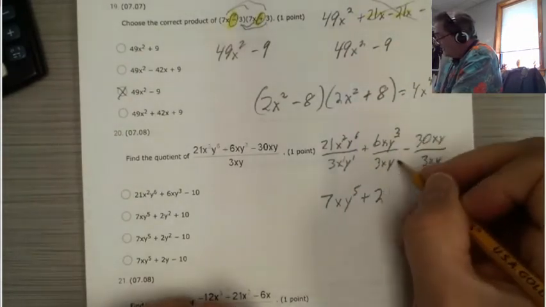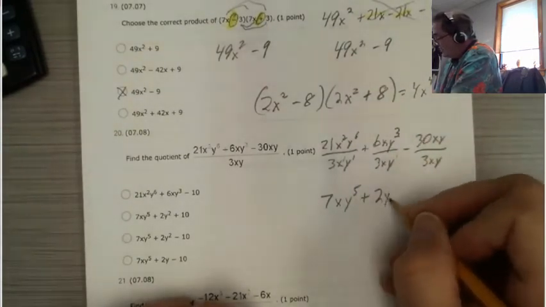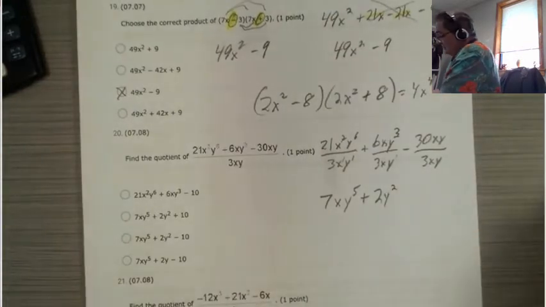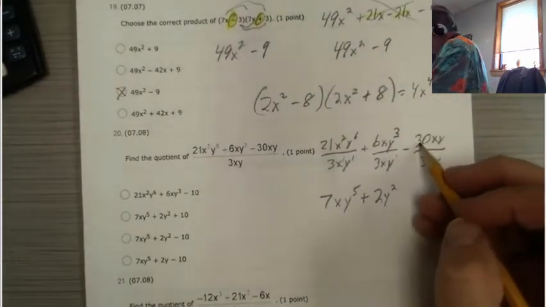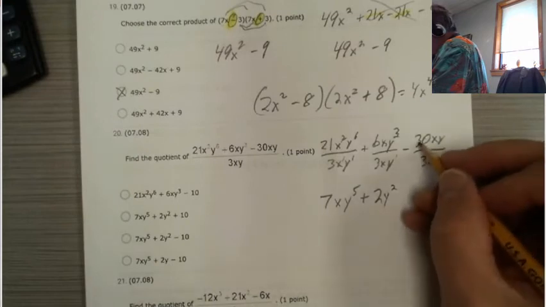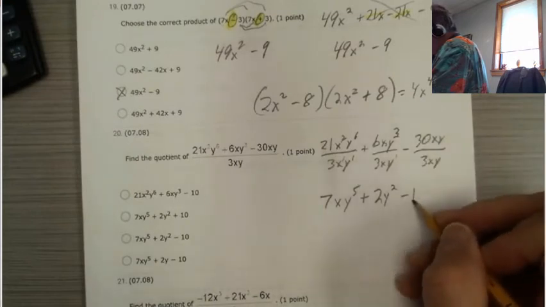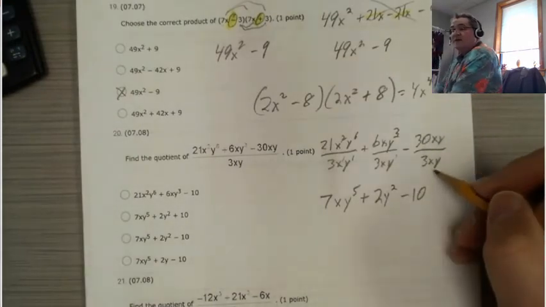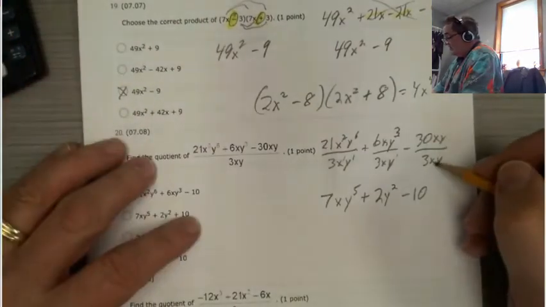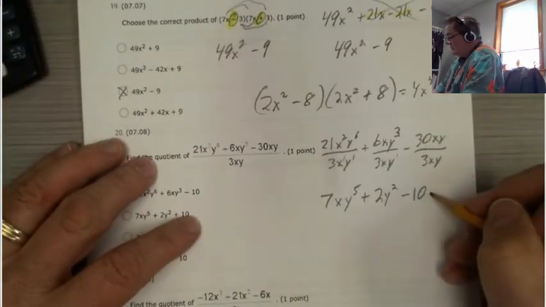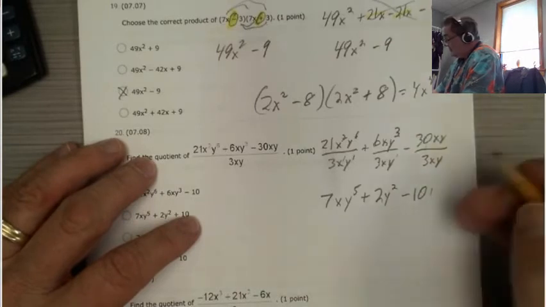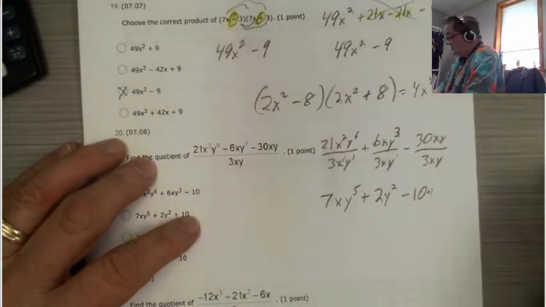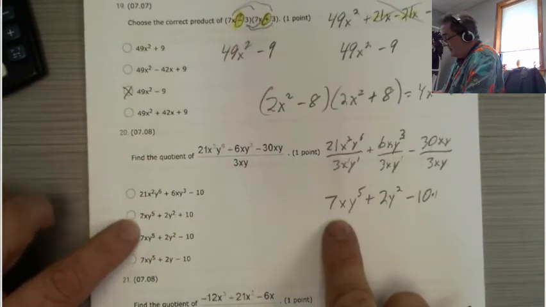y to the third divided by y, we subtract 3 minus 1, so that's y squared. And the last term is minus 30 divided by 3, that's minus 10. xy divided by xy is just 1, and times 1 is not going to change anything. So 7x to the 5th, sorry, 7xy to the 5th, plus 2y squared, minus 10.